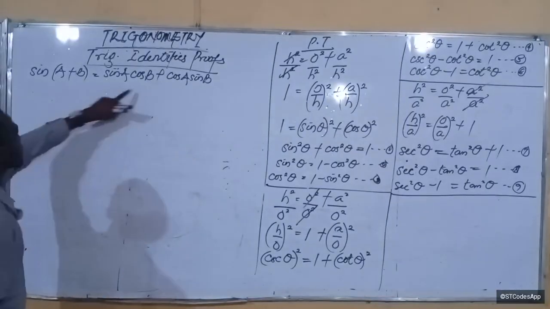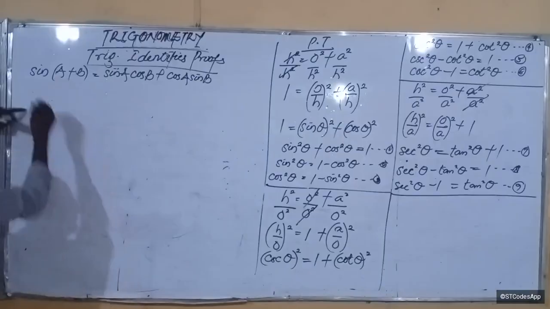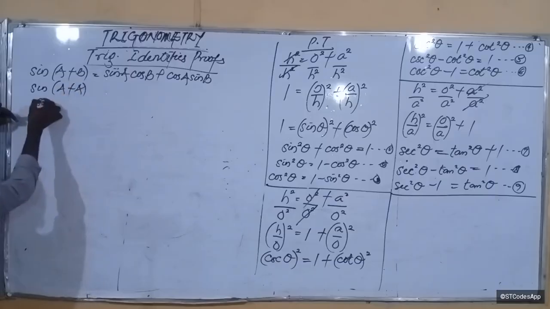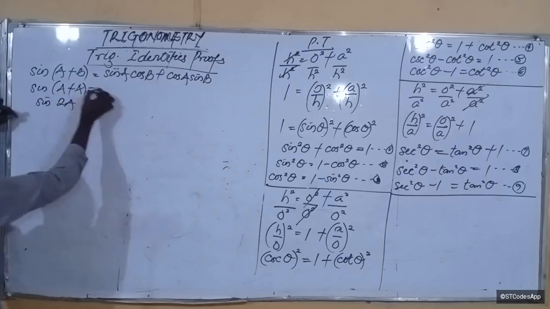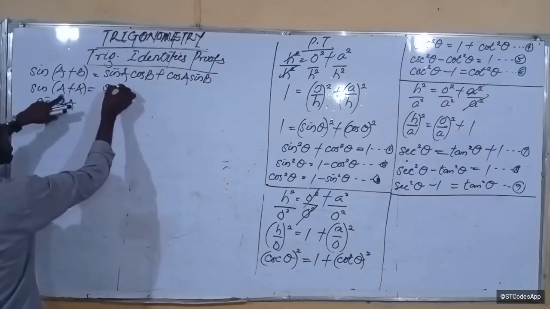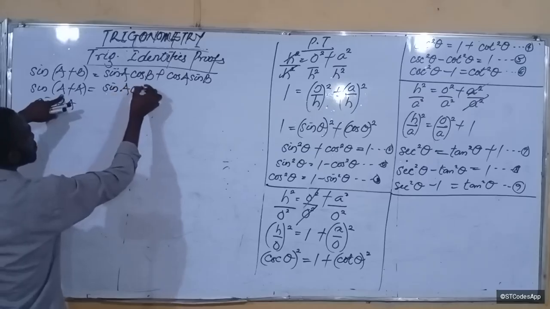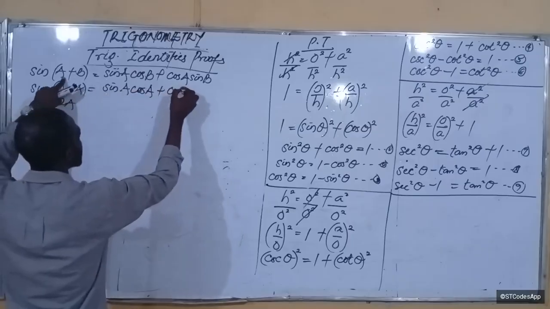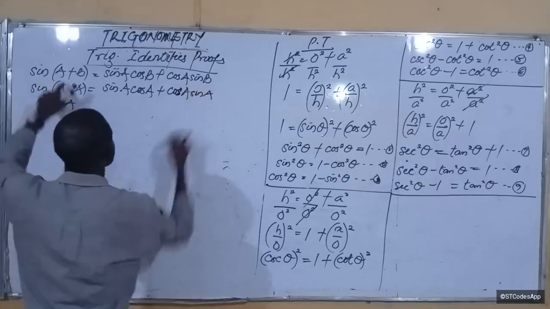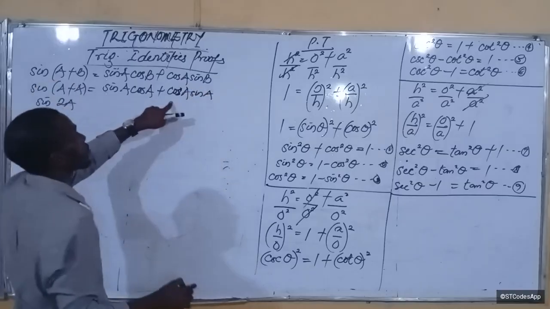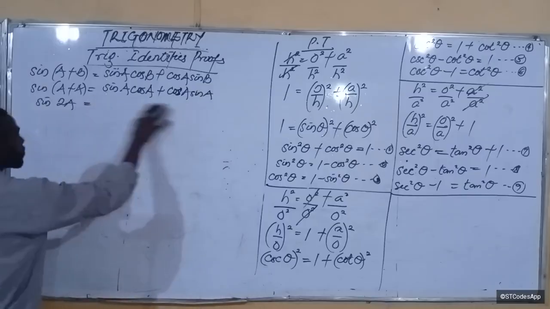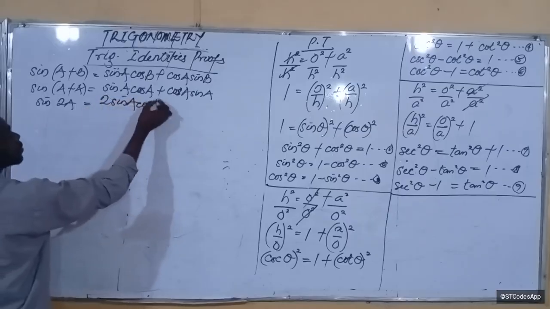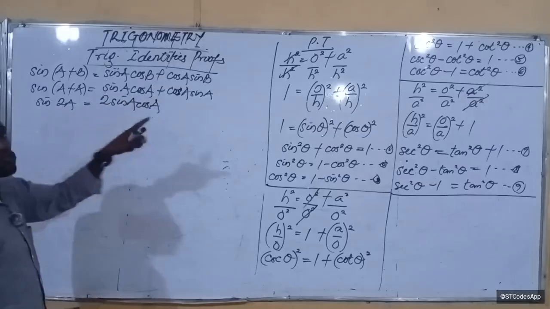So in this case, what if I have the same values here? What if I have sine of A plus itself, A? You know this is the same as saying sine 2A, right? So it's going to be sine of A cos A plus cosine of A sine A. Now what do you see? You are seeing sine A cos A together, right? We are seeing sine A cos A twice. So it becomes 2 sine A cos A. So this holds true also.